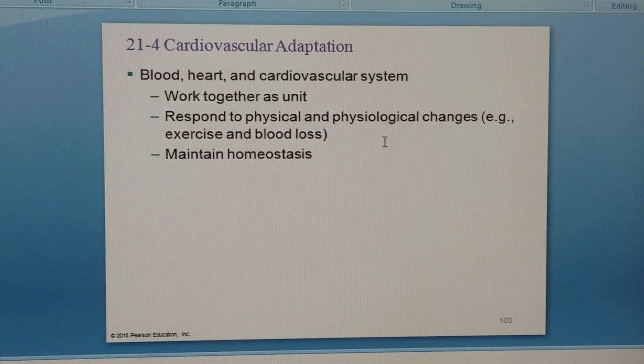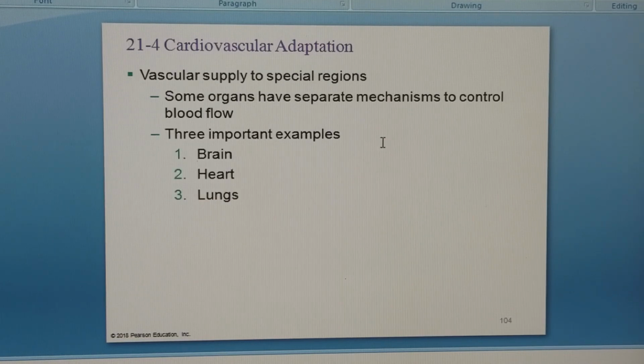Blood, heart, and cardiovascular center work together as a unit, responding to physical and psychological changes, exercise, and blood loss to maintain homeostasis. Vascular supply to specific regions: some organs have separate mechanisms to control blood flow. Three important examples are the brain, the heart, and the lungs.